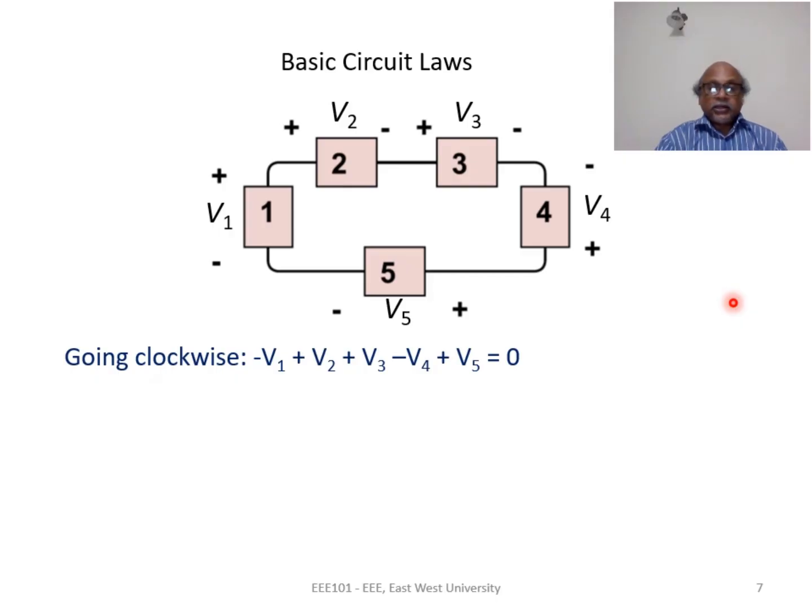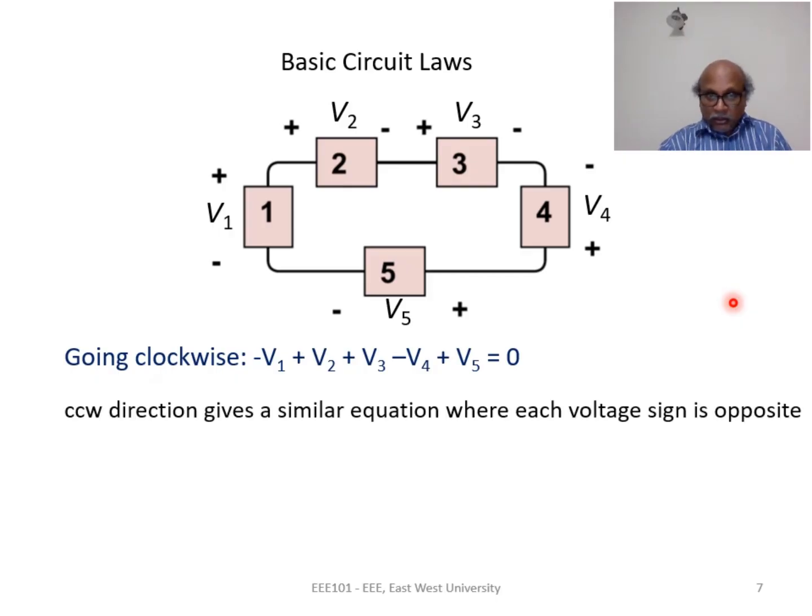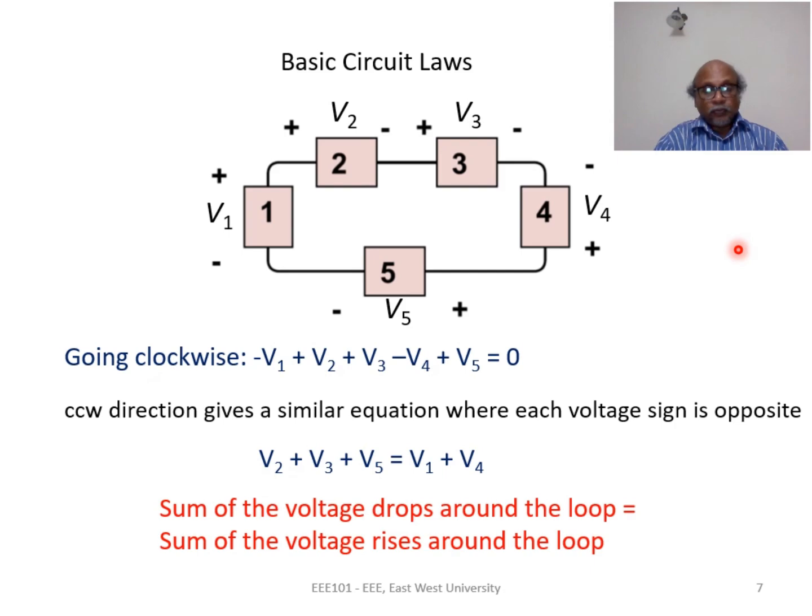We can move the negative quantities to the right hand side as before, and this is the equation that we get. Here we can say that the sum of voltage drops in the loop is equal to the sum of voltage rises in the loop. This is again an alternate representation of KVL. And this tells us that if we had written the KVL by going in the counterclockwise direction, we would have obtained the same equation. The sign of each voltage would have been opposite.